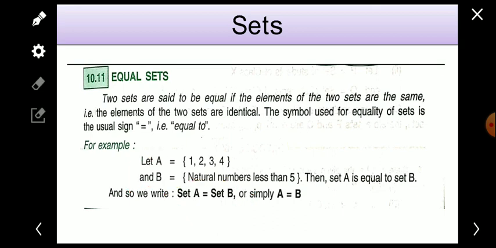When two sets are equal, we can write set A is equal to set B, or set P is equal to set Q, like this. Or simply we can write A is equal to B also, because the letters are representing the sets only.